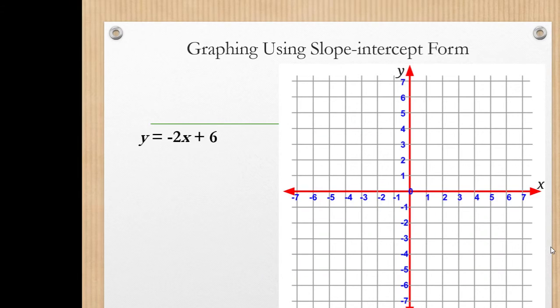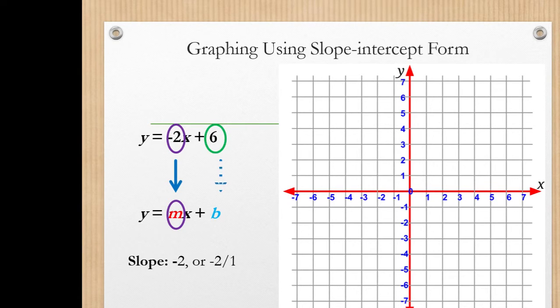Now we're going to try and graph. We always want to identify the slope and the y-intercept first before we start plotting the points. So again, y equals mx plus b. Your slope is going to be -2, but for graphing purposes, we are going to make that into a fraction, which is -2/1. Keep in mind, all integers have a denominator of 1. Your y-intercept is going to be 6.